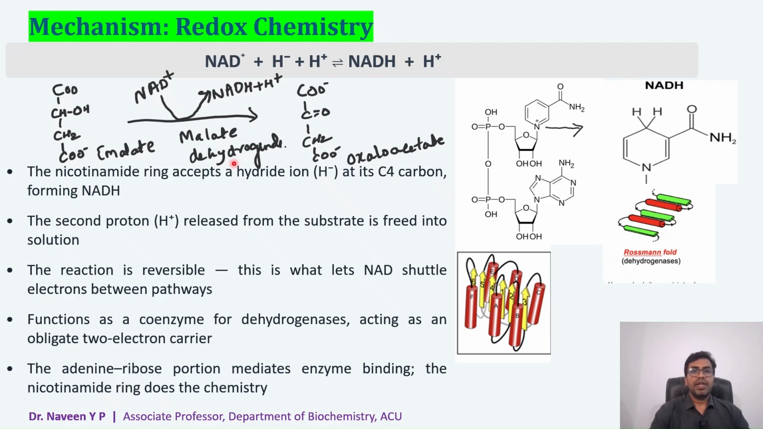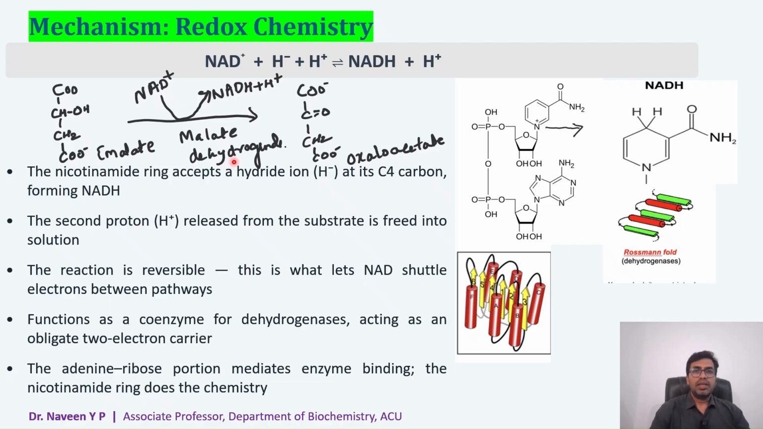For example, from glycolysis we have glyceraldehyde 3-phosphate dehydrogenase. In the citric acid cycle, we have alpha ketoglutarate dehydrogenase, and then we have malate dehydrogenase. Like that we have various enzymes which use this coenzyme NAD to take out the protons or oxidize the fuel molecules.